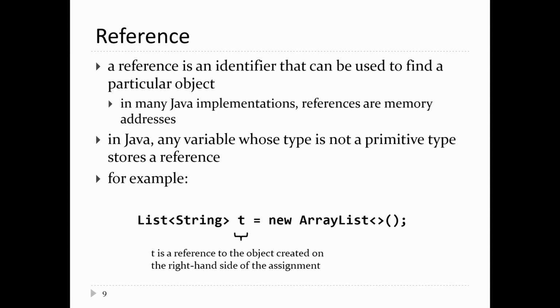Okay, finally, what is a reference? A reference is just an identifier that can be used to find a particular object in memory. In many Java implementations, references are literally memory addresses. In Java, any variable whose type is not primitive is a reference type. So in this example, I've got a variable called t. It looks like I'm assigning an ArrayList object to t, but what's actually happening is you're assigning a reference to an object in the variable t.